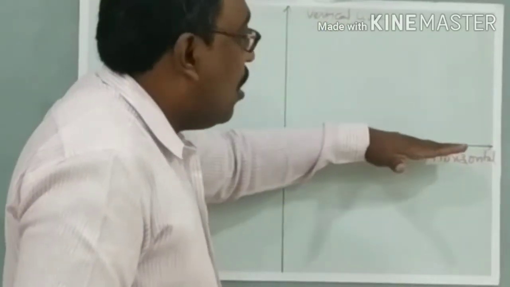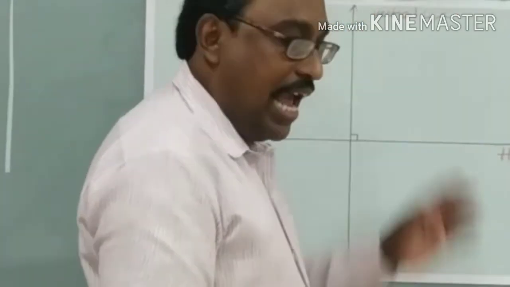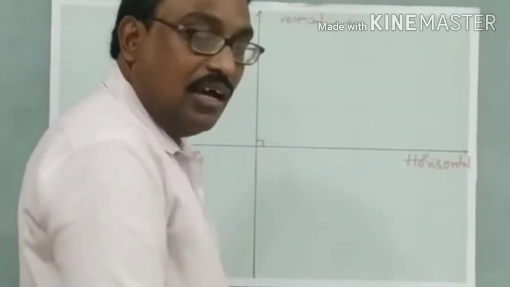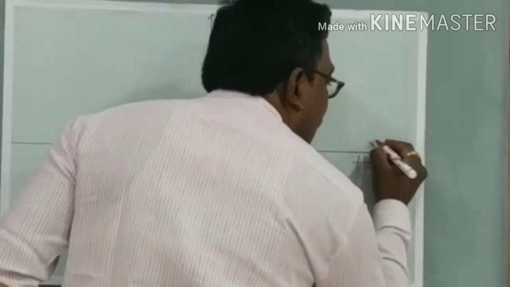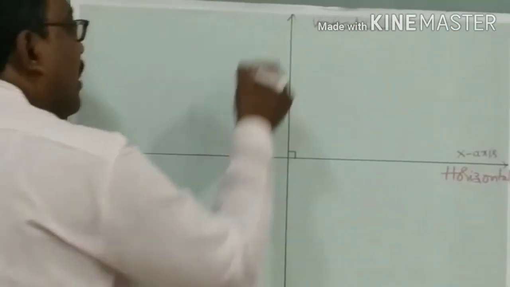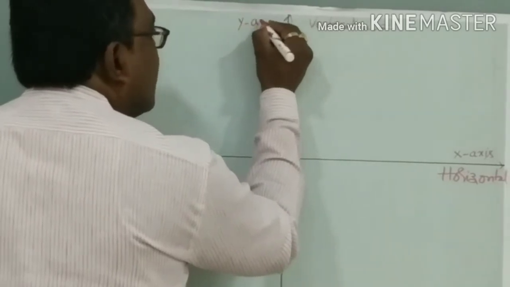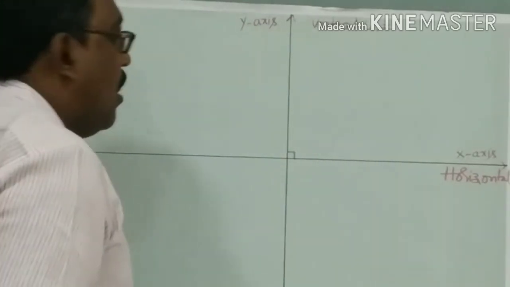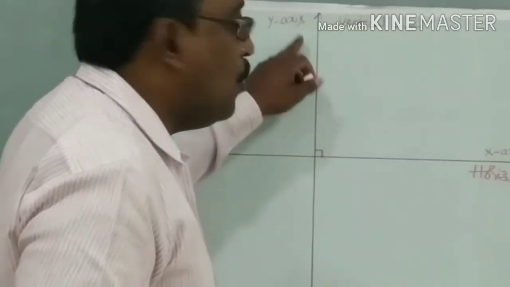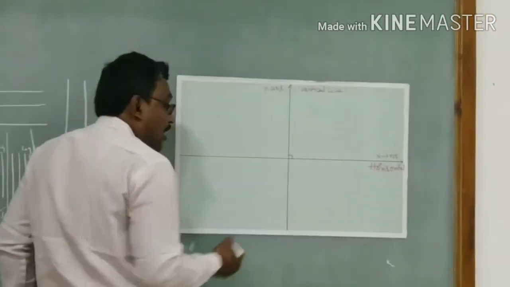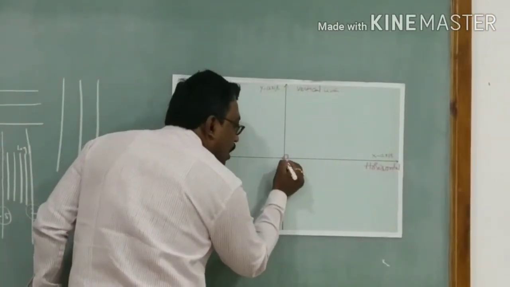This is also called as axis. That is horizontal axis, vertical axis. Horizontal axis is also known as x-axis. Horizontal line is known as x-axis and vertical line is known as y-axis. And the point of intersection of these two lines.